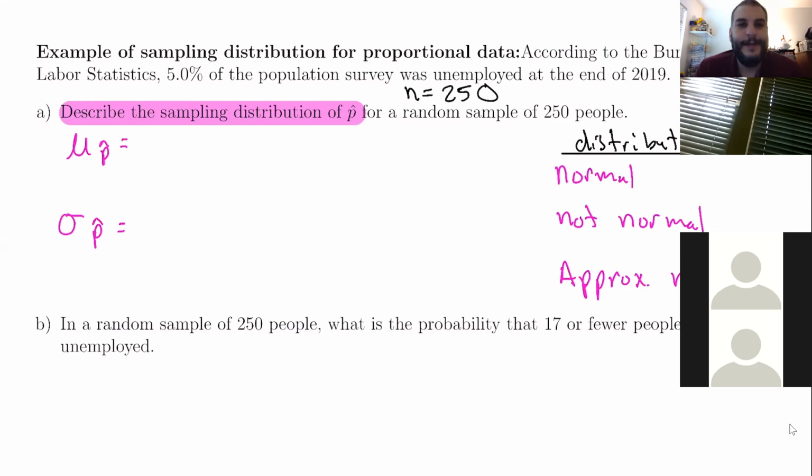All right. So now we're able to go ahead and find mu of p hat, sigma of p hat, and we're also able to figure out the distribution. So mu of p hat should be pretty straightforward. Mu of p hat will just be equal to p. So p is equal to 0.05. So we're going to put mu of p hat is equal to 0.05.